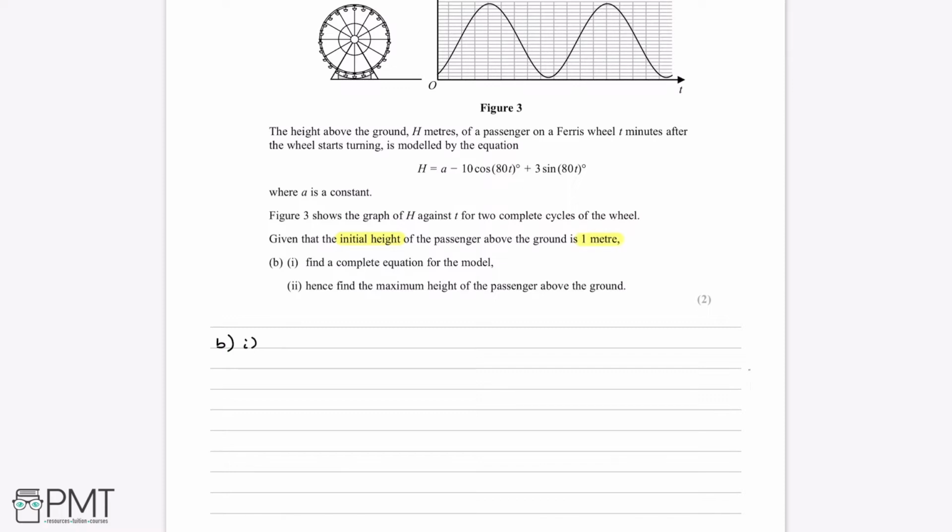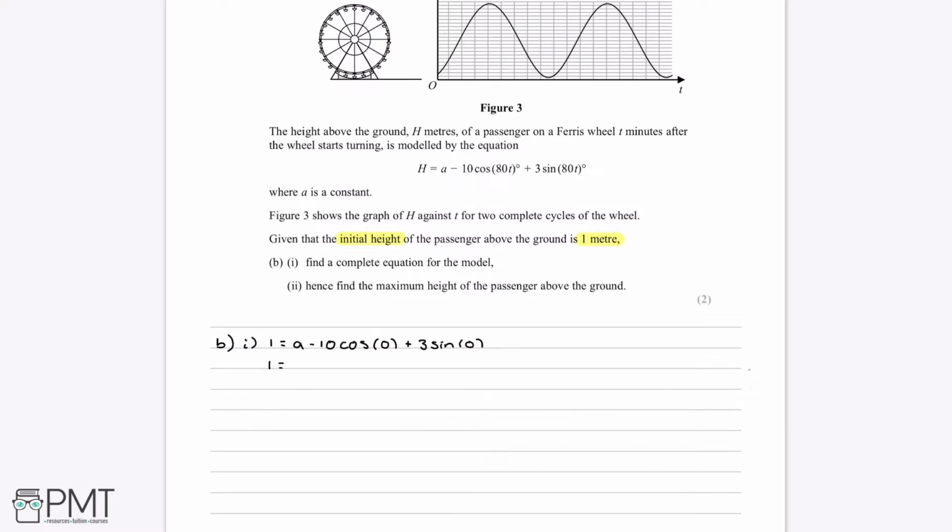So initial height means when t is equal to 0. So we're saying that when t is 0, h is 1, and we can see on the graph here that therefore the h coordinate of this point is 1. So what we can do with this is substitute into the equation that we've been given over here that at t equals 0, h equals 1. So if we do substitute in, h is 1, and then a minus 10 cos, and then 80t, where t is 0, 80 times 0 is just 0, and then plus 3 sine 0 again.